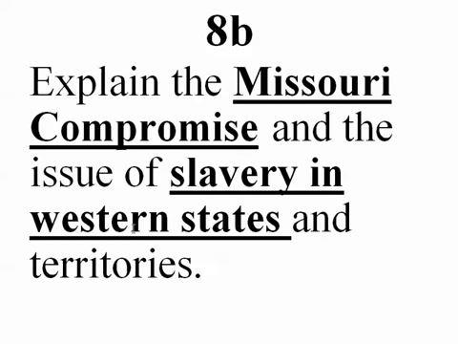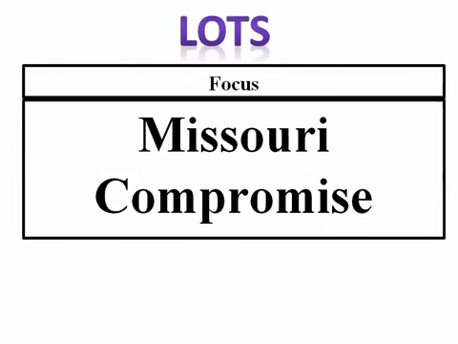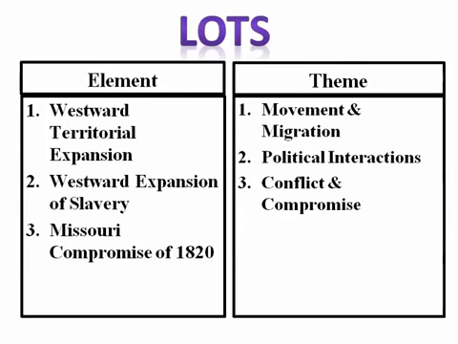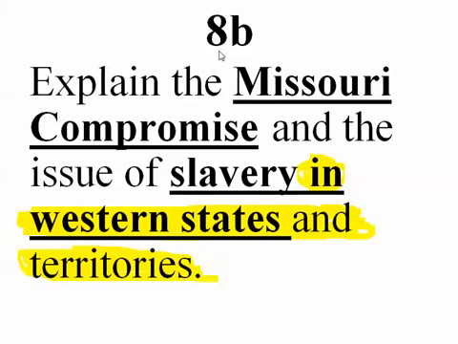And the issue of slavery in western states and territories we just talked about. So our main focus here on this standard is this Missouri Compromise and what it's about. This is a term you need to know, you need to be fully aware of. On the EOCT, you need to be able to answer any questions concerning the Missouri Compromise. Very important. So let's look at the themes here. Westward territorial expansion movement. Alright, let's turn to 8B.